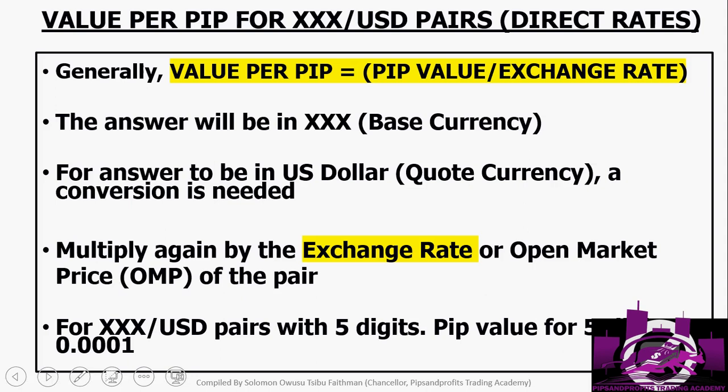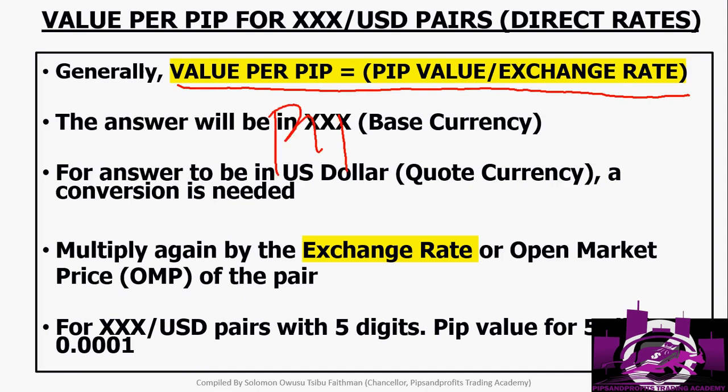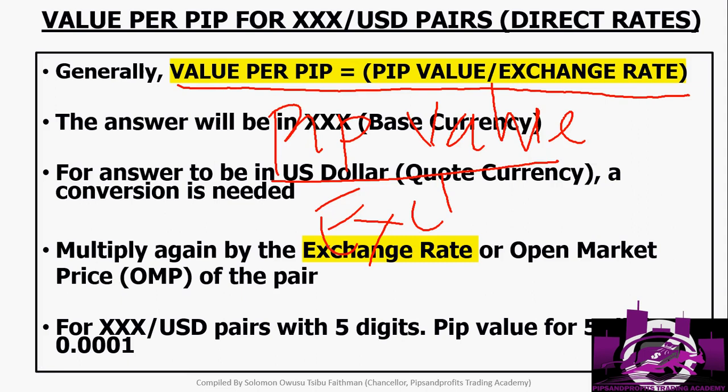This is the formula. Value per pip, write it down. Generally, the value per pip is equal to your pip value over exchange rate. Yes, today too is an advanced class, so you can write that also as well.